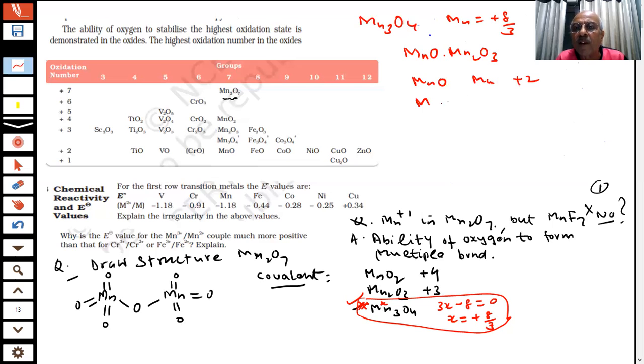In MnO, plus 2. In Mn2O3, what is the oxidation state of manganese? Plus 3. So what will be the total average of this? Plus 2, plus 2 into plus 3, divided by 3. How much is that? It will be plus 8 by 3, so the average is plus 2 and a fraction.